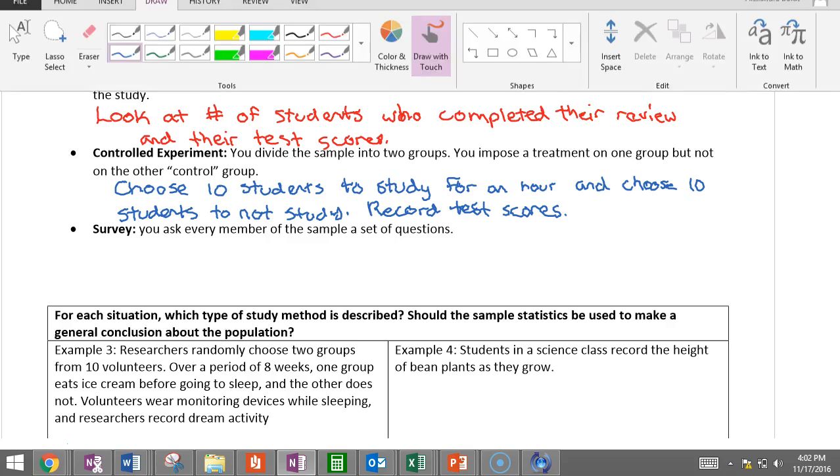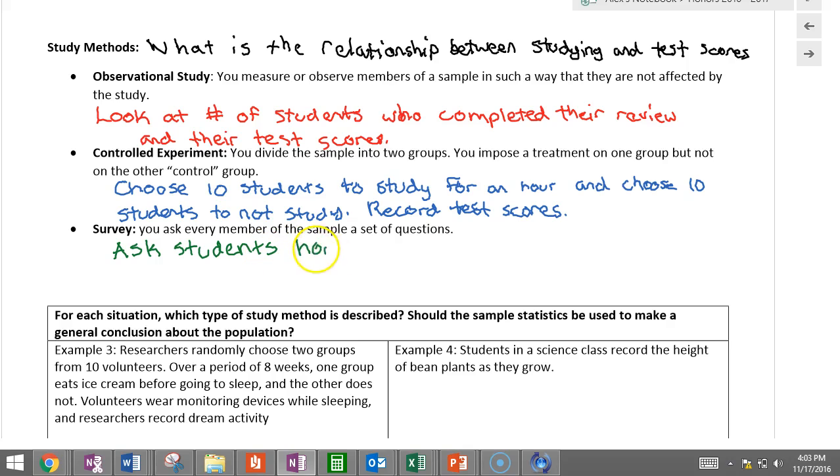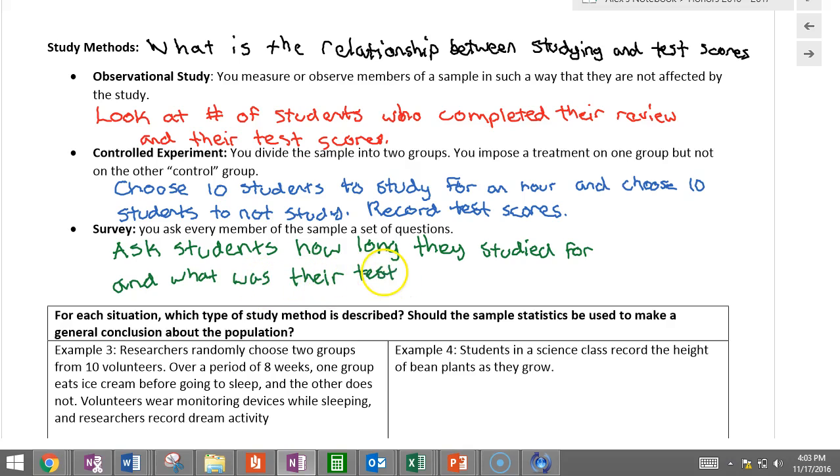Then finally, we have a survey. For a survey, right, I would just ask students how long they studied for. And what was their test score? So, and with a survey, I am actually asking these students that question, or a question.